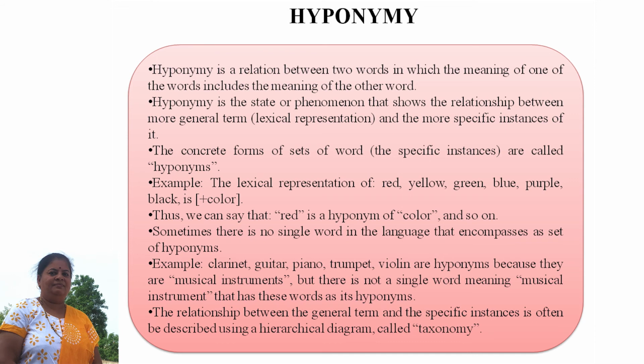Sometimes there is no single word in the language that encompasses a set of hyponyms. For example, clarinet, guitar, piano, trumpet, violin are hyponyms because they are musical instruments. But there is not a single word meaning musical instrument that has these words as its hyponyms.